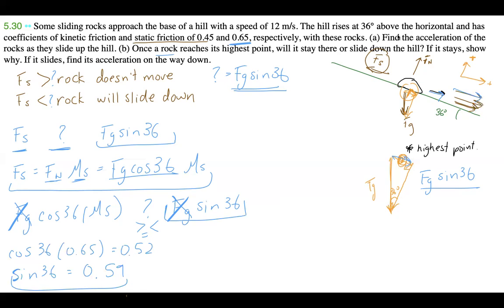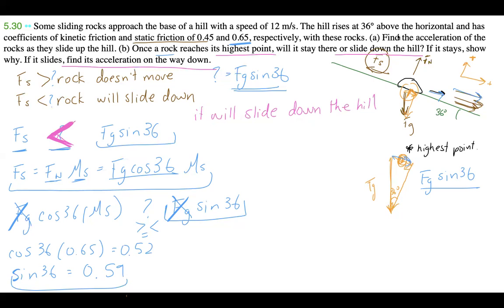So we know that Fg sine 36 is greater than Fs. So we know that once it reaches its highest point, it will slide down the hill. Okay, find its acceleration on the way down.